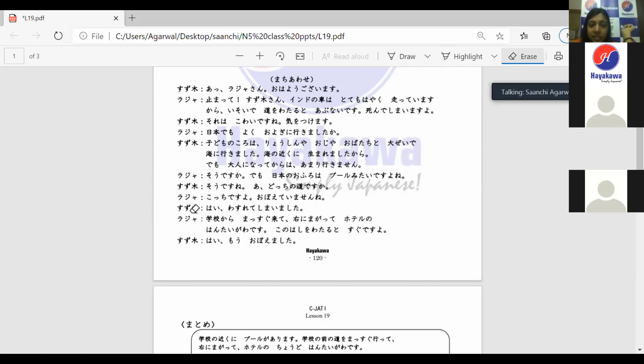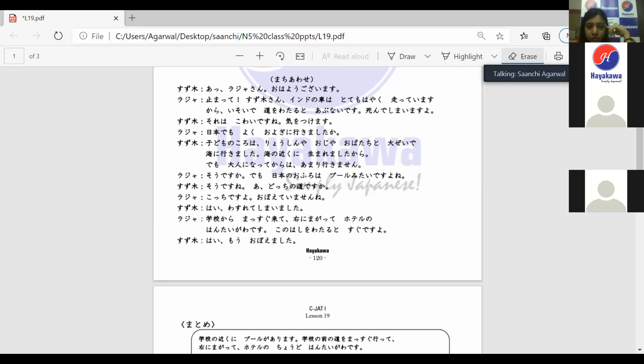So Suzuki-san is saying, Wasurete shimaimashita. Yes, I forgot about it, right? So Raja-san is speaking and responding to that, right? Shweta-san, can you read the dialogue for me?